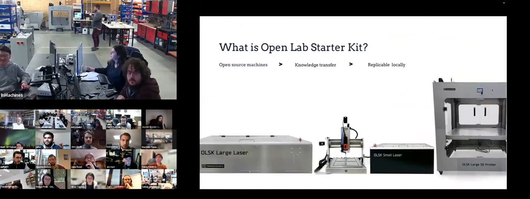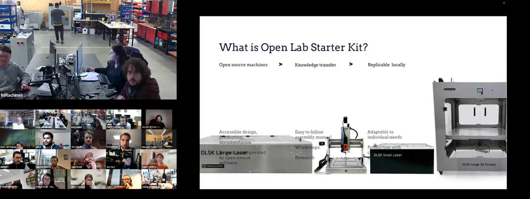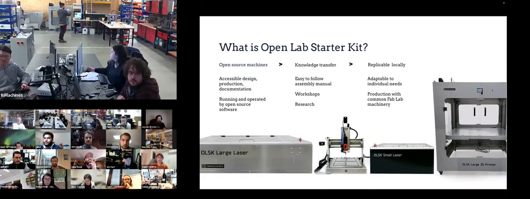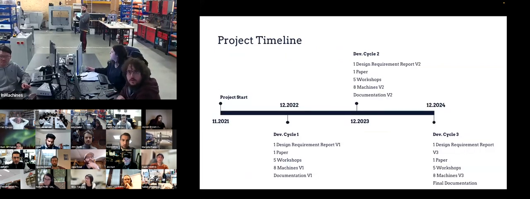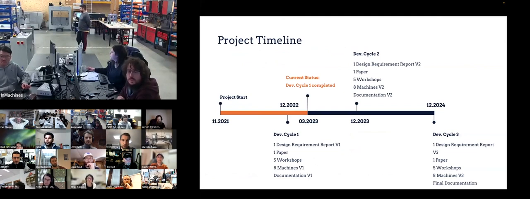Our goal is to make the full inventory of open source digital fabrication machines that a Fab Lab could use. This means that all the machines should have accessible design, that there should be a lot of transfer of knowledge with workshops and research, and all the machines should be something that people can replicate locally. We are just above the first year of the project, which consists of 3 years, and we have just delivered the full Open Lab Starter Kit to our clients.